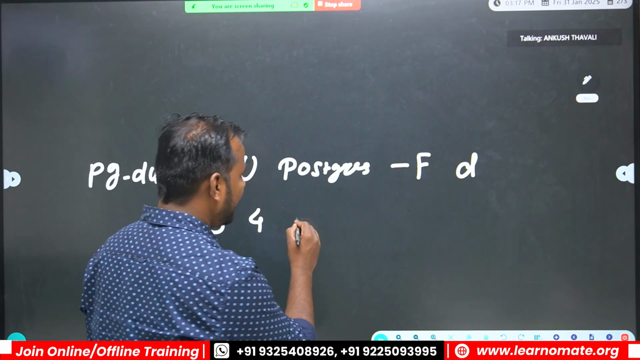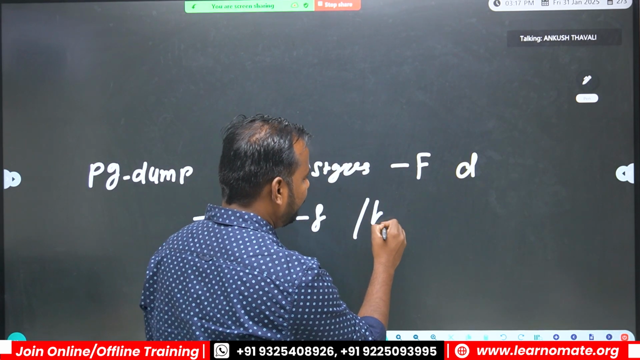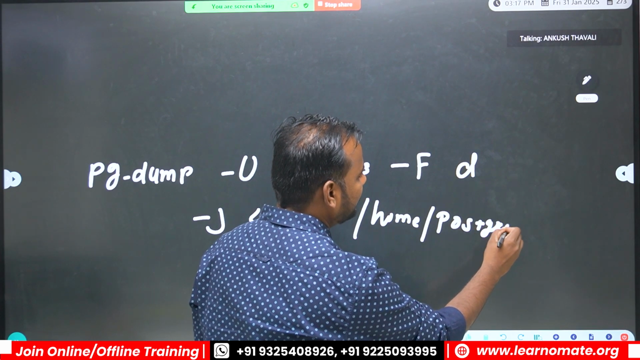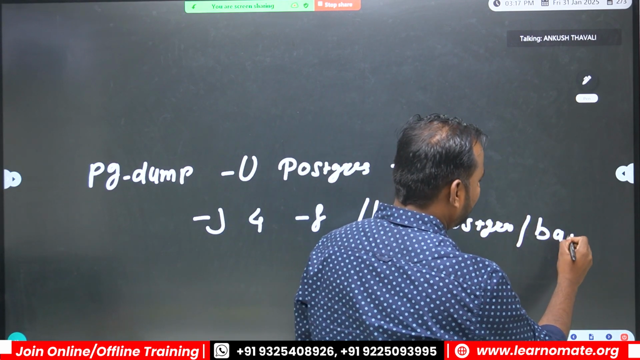Then you have -f, the location where you want to take the backup. Let's say I want to take the backup in /home/postgres and I'm going to create a folder called backup.